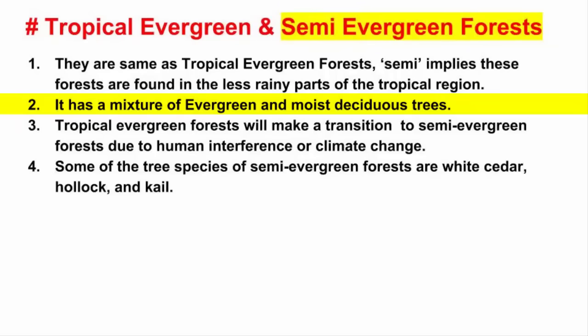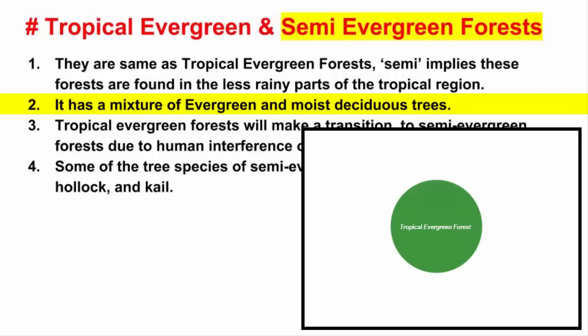It's very easy to understand this because the tropical evergreen forest is a dense forest, and that is going to be in the interior region of a forest. But then if you look at the outer boundary or perimeter of a forest, those are the regions where it rains a little less, and that has an effect on the trees. In those regions, trees shed their leaves quite faster.